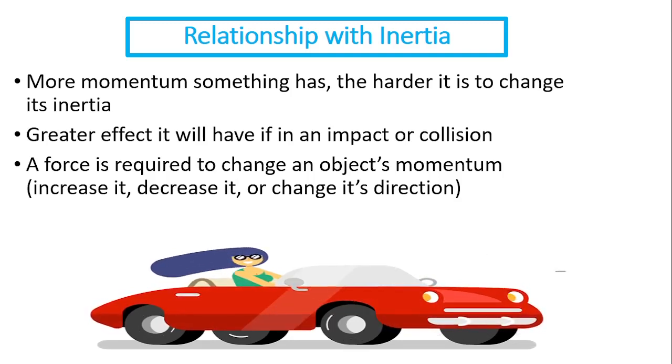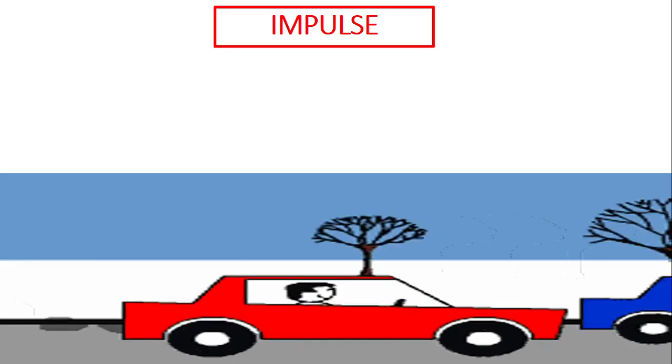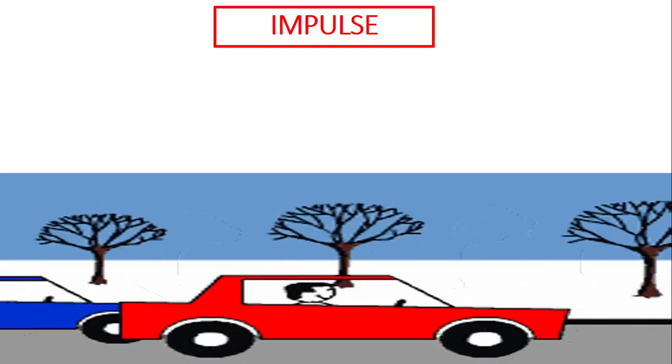For an object to change its momentum, to change its direction, or to decrease the momentum at which it is moving, a force is needed. So when we have that in mind, we can easily go and look at impulse.